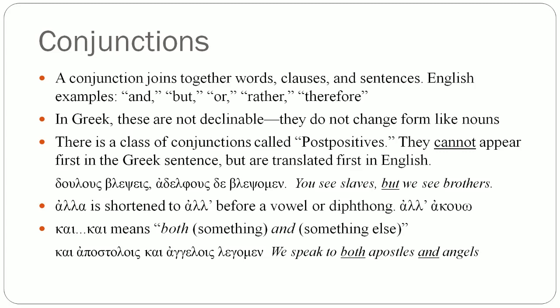Okay, there's a class of conjunctions called postpositives. I'm not going to quiz you on the meaning of the word postpositive, but what it just means is that these words, if a word is a postpositive, it can never appear first in the Greek sentence. All right, de. The conjunction de in Greek, just delta epsilon, is a postpositive, and you will never see that at the beginning of a sentence. Yeah, you'll never see that at the beginning of a clause. But when you go to translate this into English, you typically do translate it first.